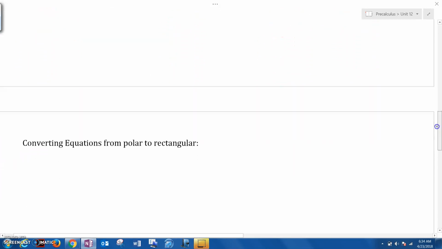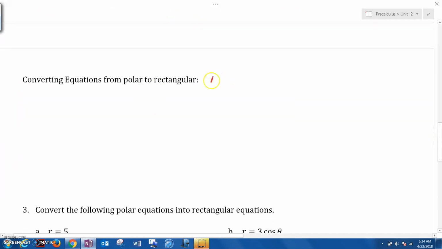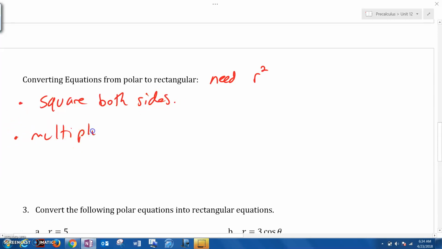Okay. Now to go from polar to rectangular, we need r squared, and there's two ways to get r squared. You can square both sides, or you can multiply both sides by r. And you do that when you have a sine or cosine by itself, because you want then r cosine theta or r sine theta. So let's see how that works down here.